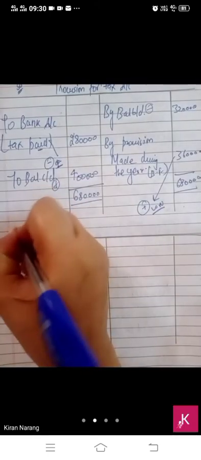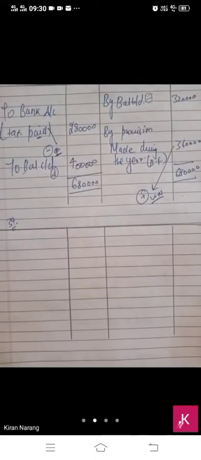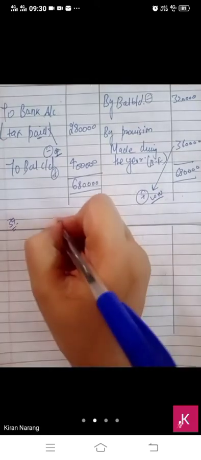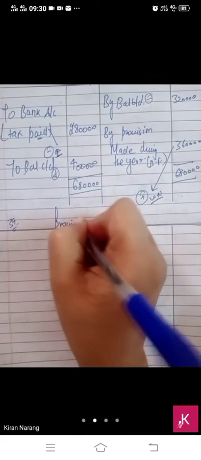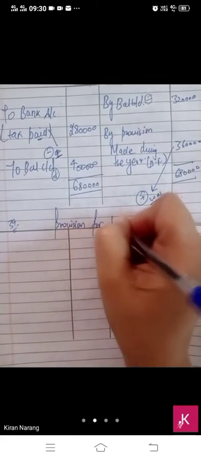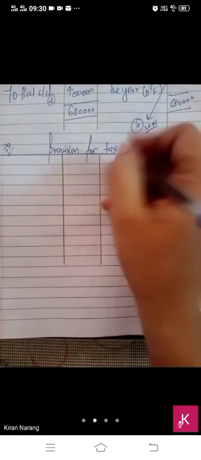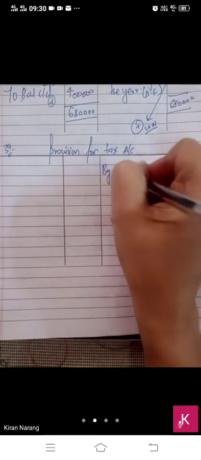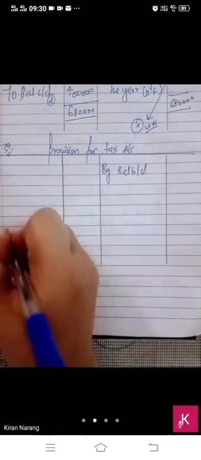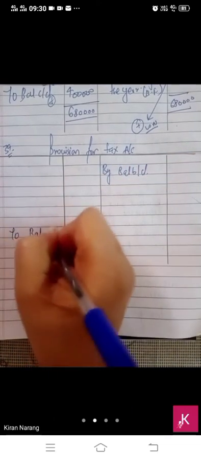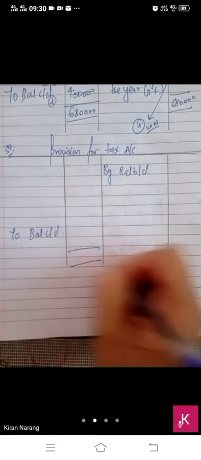So next question, bache, 39th. Here you also have to prepare provision for income tax account. Prepare provision for income tax account from the following information for preparing the cash flow statement. So this is the provision for tax account. Same four things we have to record, by balance brought down and to balance carried down.